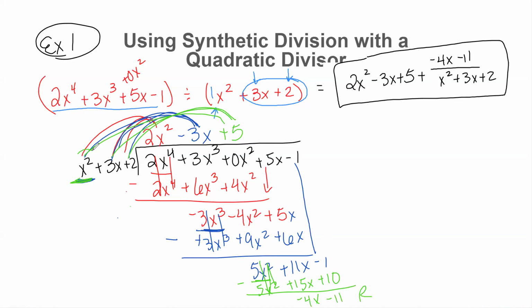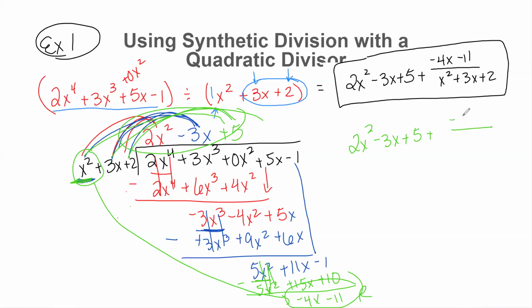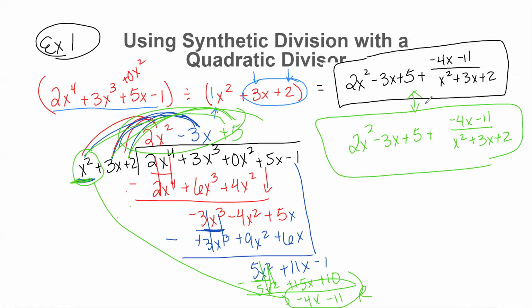You can't go again because x squared times what is this? It doesn't work. So there's your remainder. There's your quotient. So from long division, we have a quotient of 2x squared minus 3x plus 5 plus a remainder of, down there in the green, negative 4x minus 11 over the original divisor. Does that match? Yes, indeedy. Pretty cool. Okay, that's example 1.